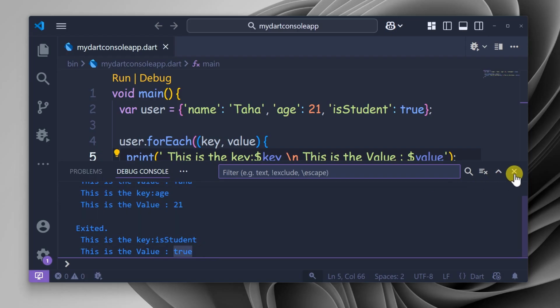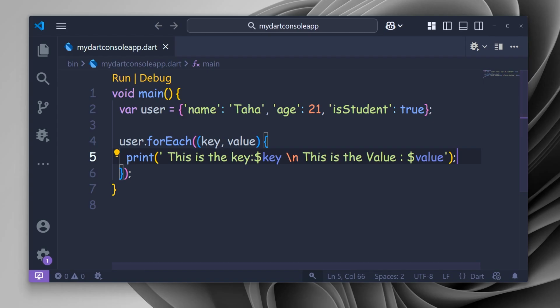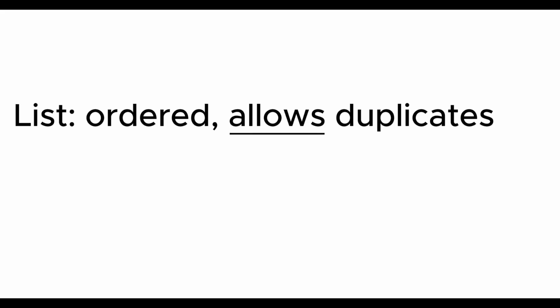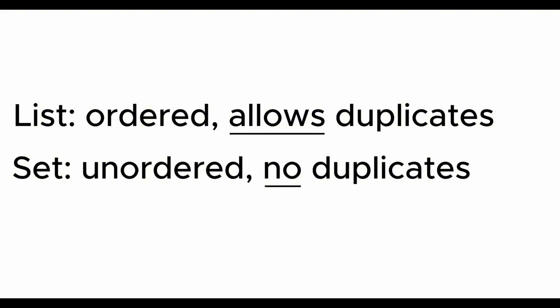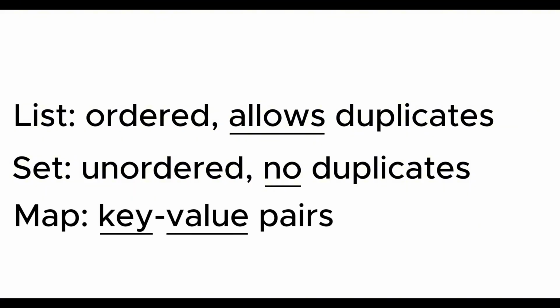So like this, we can iterate or loop through maps. If we want to recap as easily as possible, we can say that a list is ordered and allows duplicates, a set is unordered with no duplicates, and a map is key value pairs, and we're going to use all of this a lot in real Dart and Flutter projects. So I think that's all about lists, sets, and maps. We have also covered all of the different data types, the for loops, the while, the forEach, and everything that you need to get started with the Dart programming language, and maybe, if you want, going into the world of mobile development using Flutter.